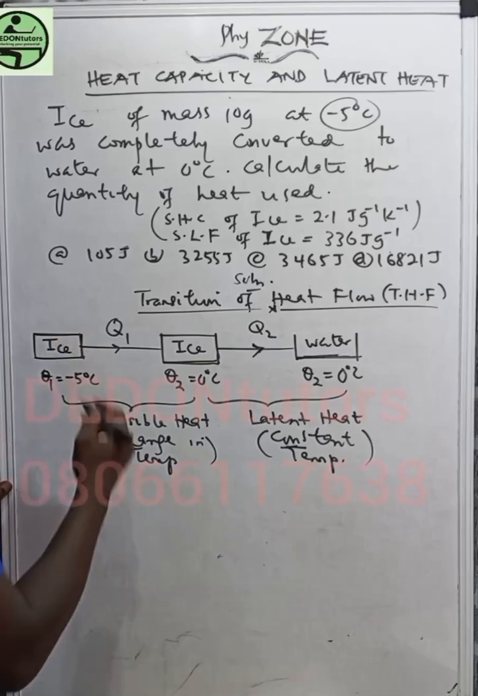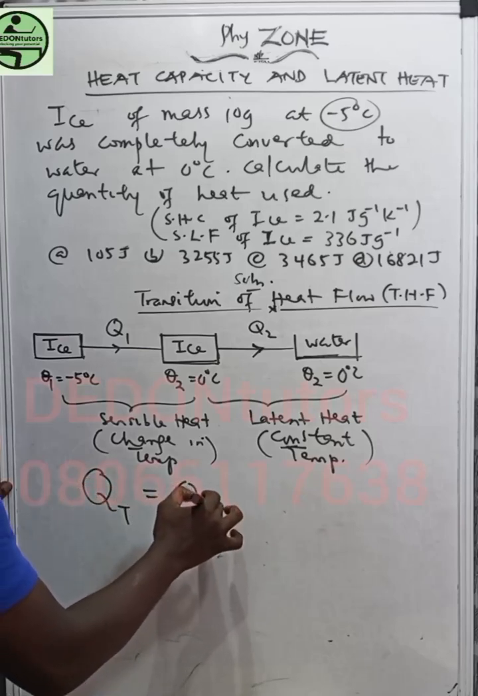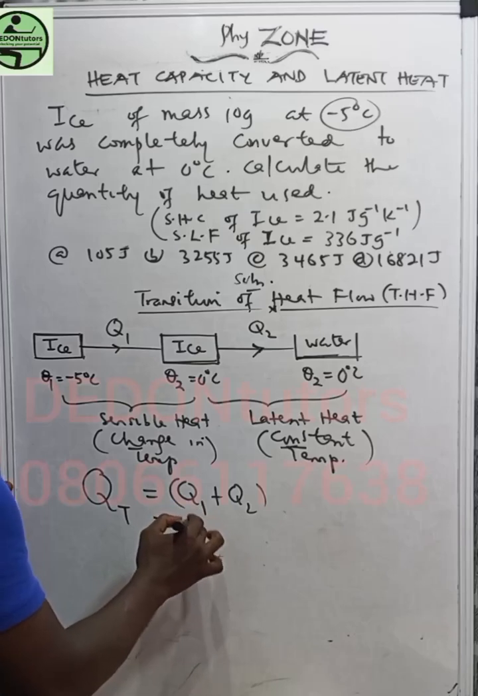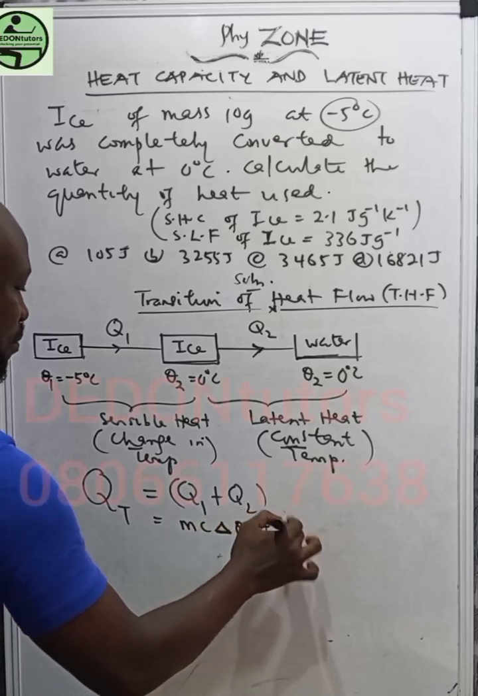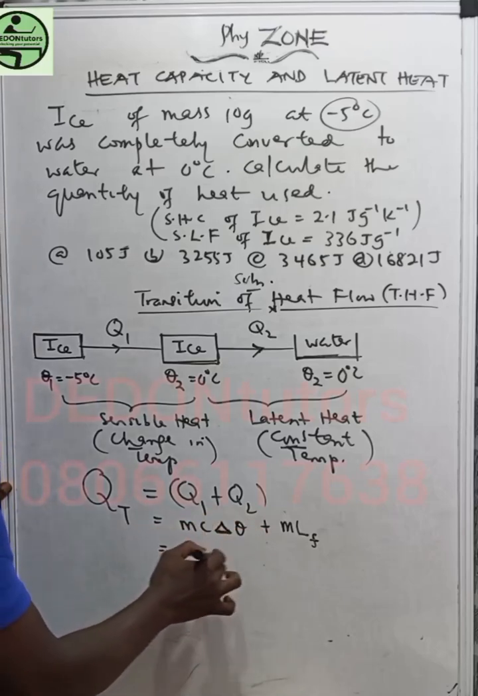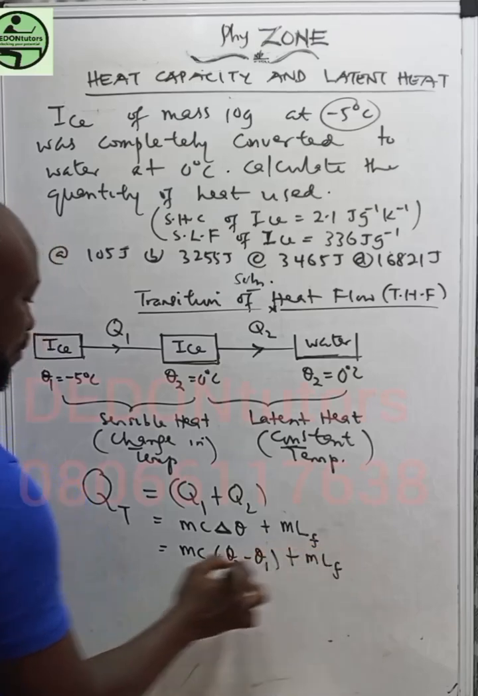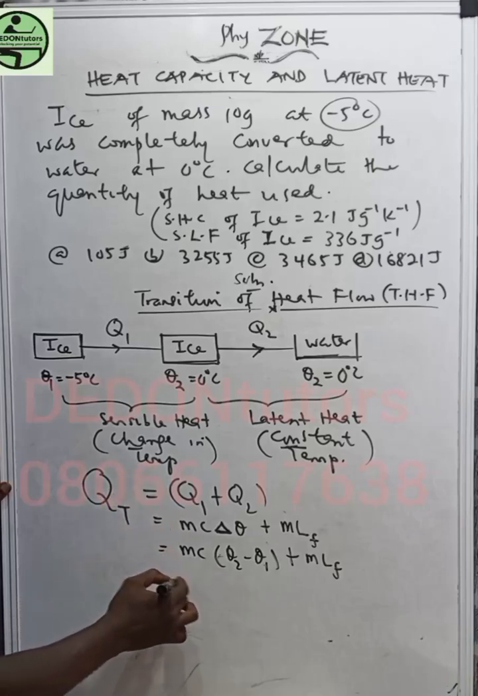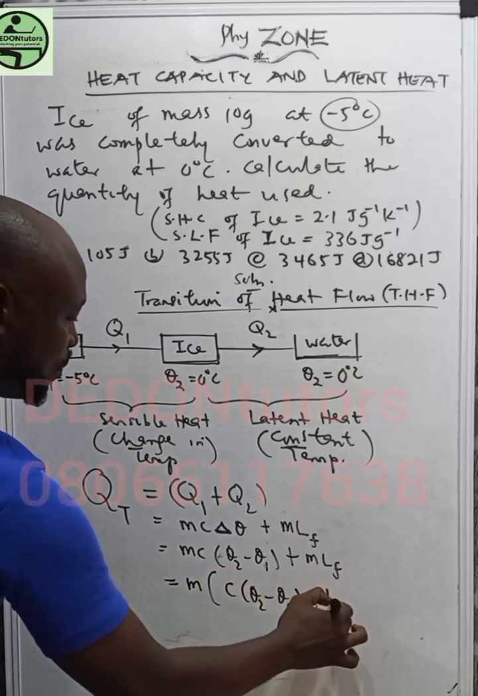Now our quantity of heat used. The total quantity of heat used is Q1 plus Q2. Our Q1 is mc delta theta. Our Q2 is m L_F. So we have mc(theta 2 minus theta 1) plus m L_F. Since we have the same substance, which is ice melting to water, we have m[c(theta 2 minus theta 1) plus L_F].